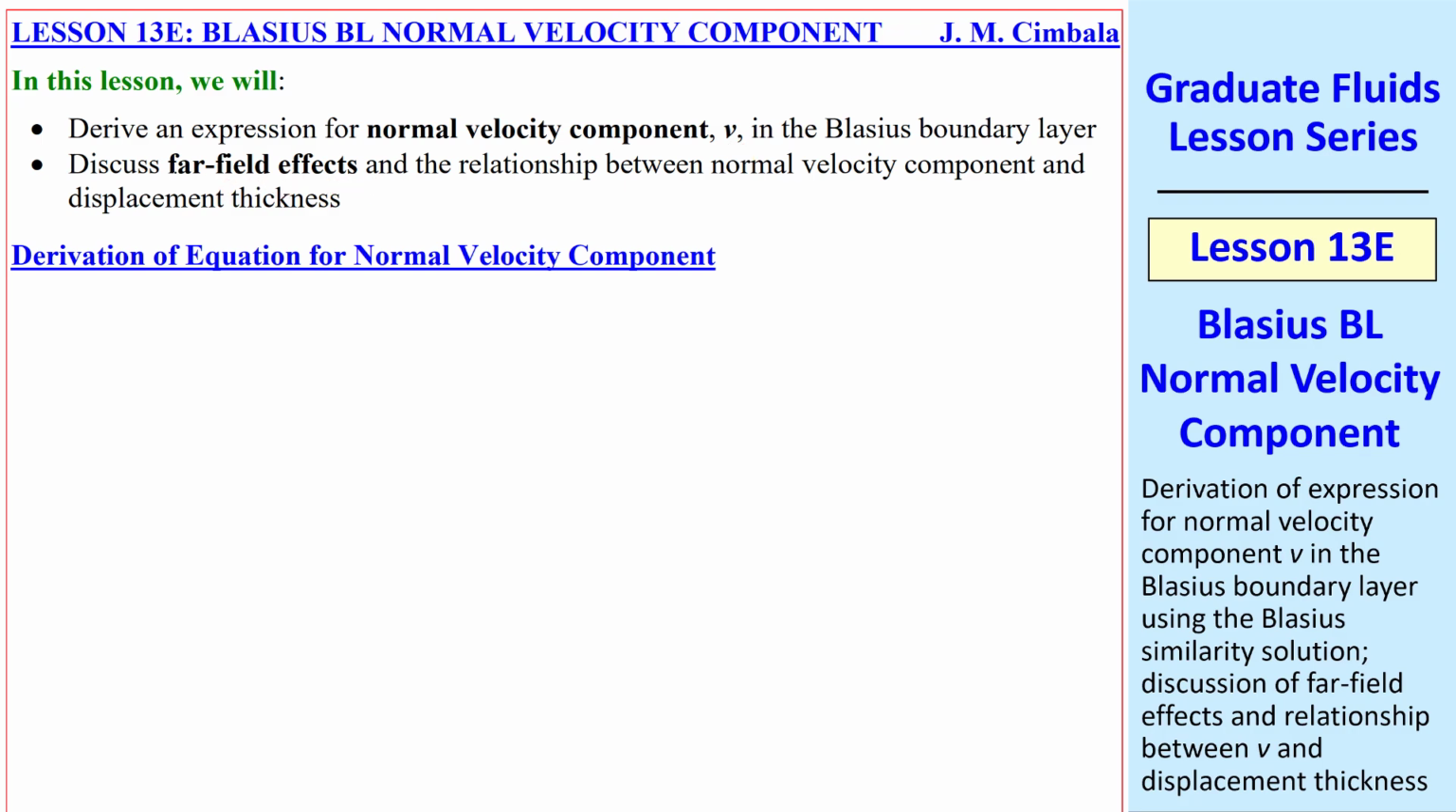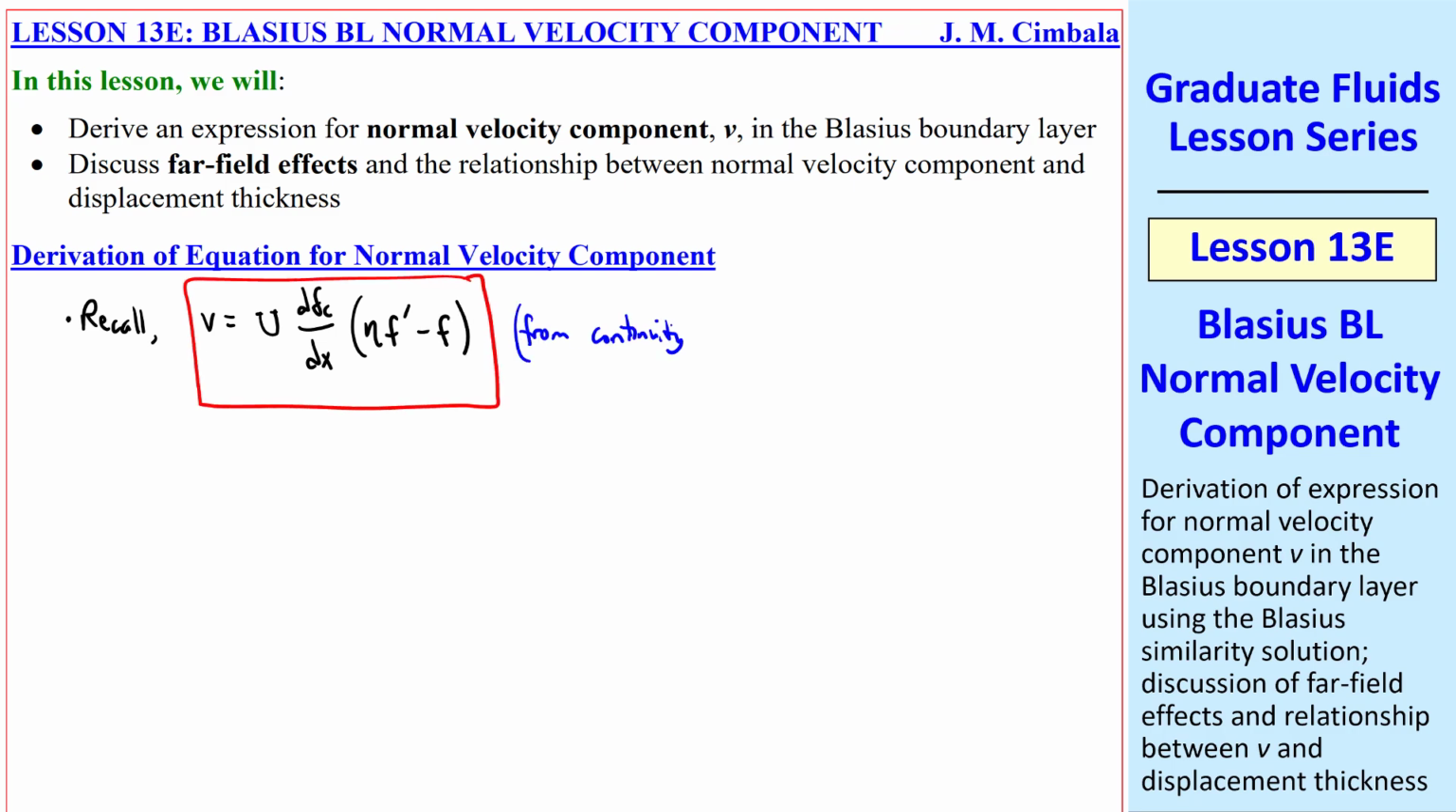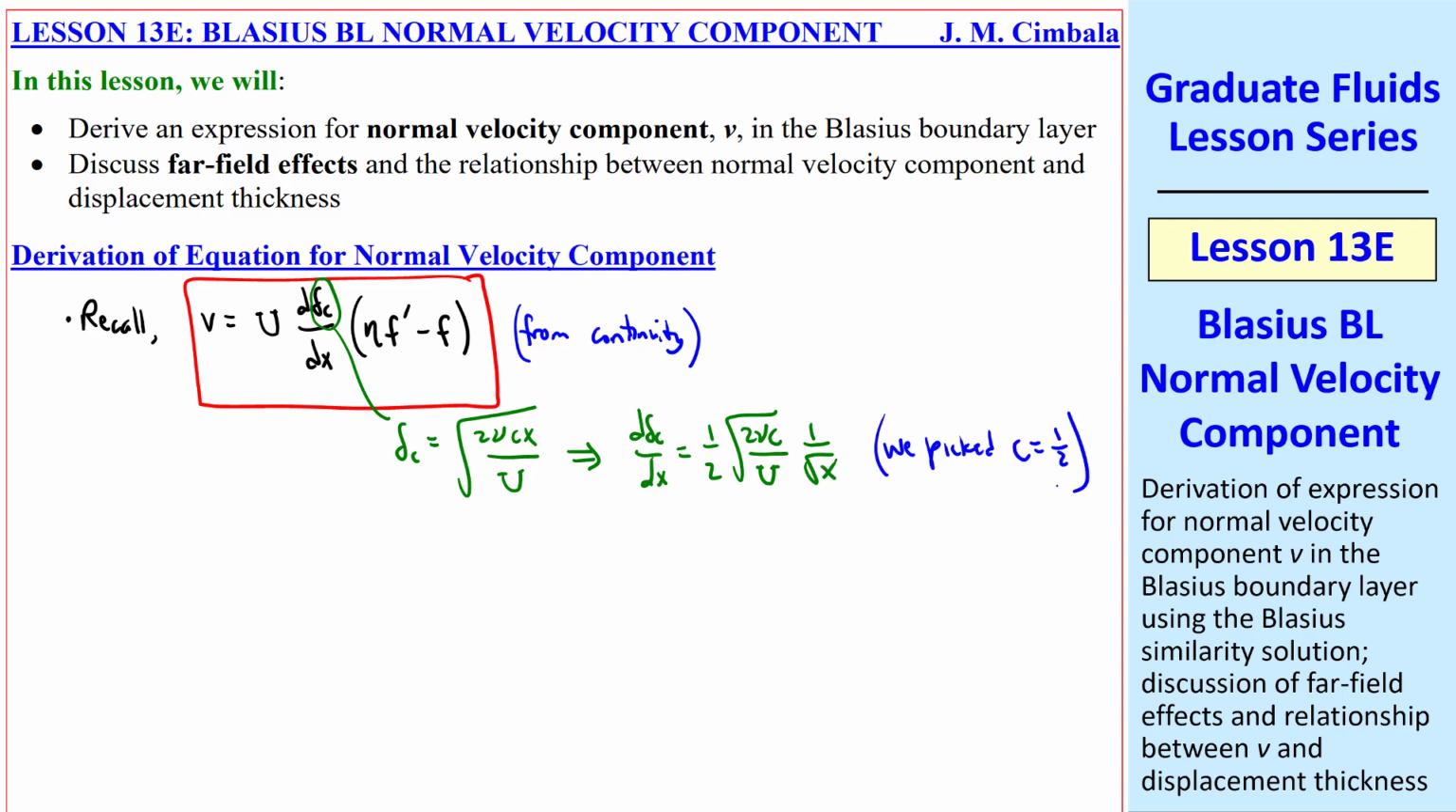To derive an equation for the normal velocity component, we recall from a previous lesson we had an expression for v, namely u d delta c dx, times eta f prime minus f. We had generated this equation from continuity when we started our similarity analysis. Well, delta c is square root of 2 nu cx over u, so d delta c dx is 1/2 square root of 2 nu c over u, 1 over square root of x. And we picked c equal 1/2 so that this 2 and the c cancel.